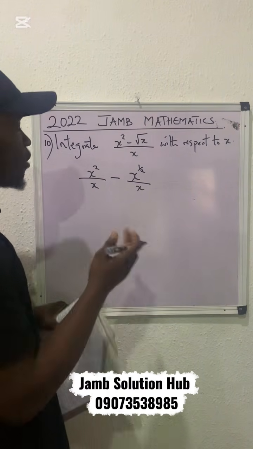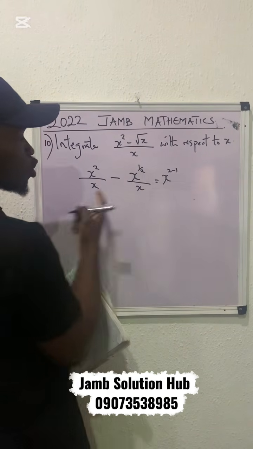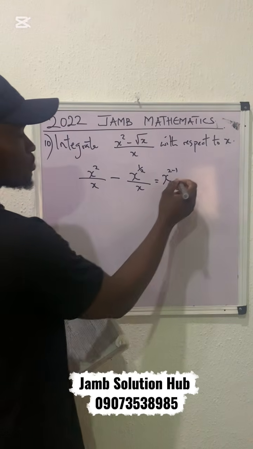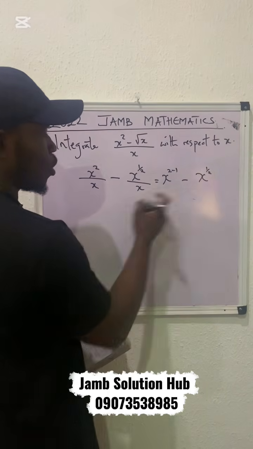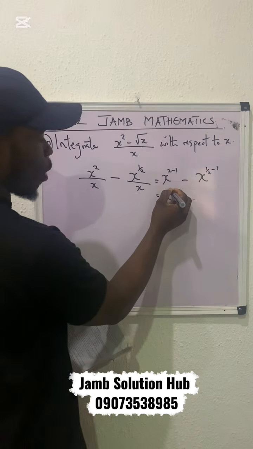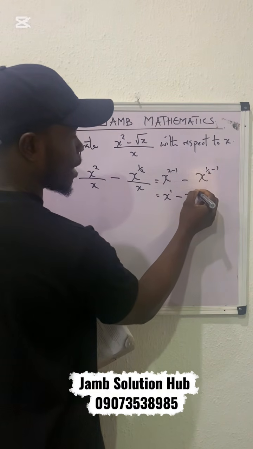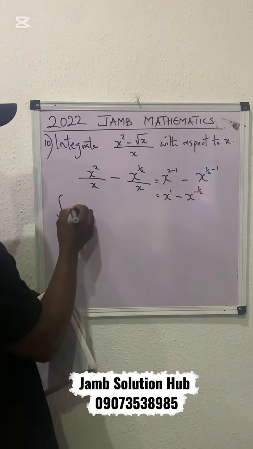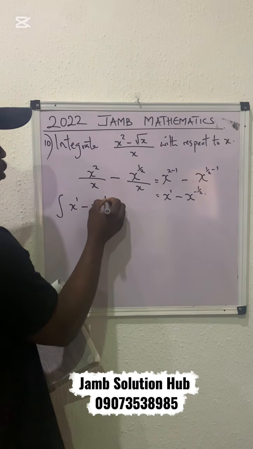And then from the law of indices, this becomes x raised to power 2 minus 1. That's the law of indices. This is 1, and then the x in the denominator goes up and becomes minus x raised to power 1 over 2 minus 1. All right, so this becomes x raised to power 1 minus x raised to power minus 1 over 2. So now we can integrate x raised to power 1 minus x raised to power minus 1 over 2.